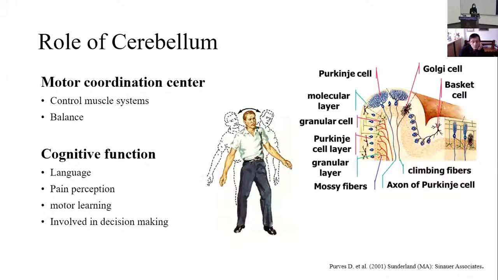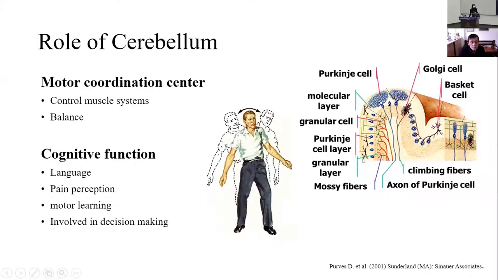So that's why we can walk normally on the street without swinging. And also the cerebellum is involved in cognitive functions, in language learning, pain perception, motor learning, and also in decision making, as the cerebellum circuitry has been linked to other brain regions through the white matter area. And in the picture, we can see a sagittal section of the cerebellum.